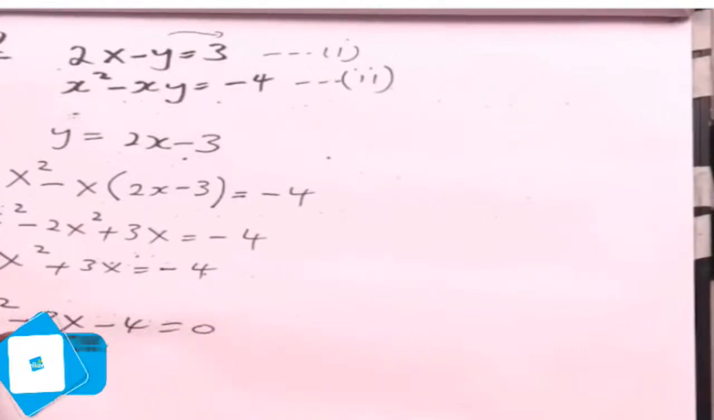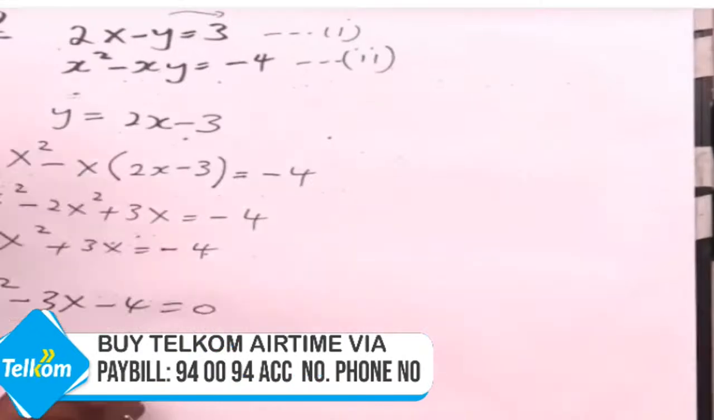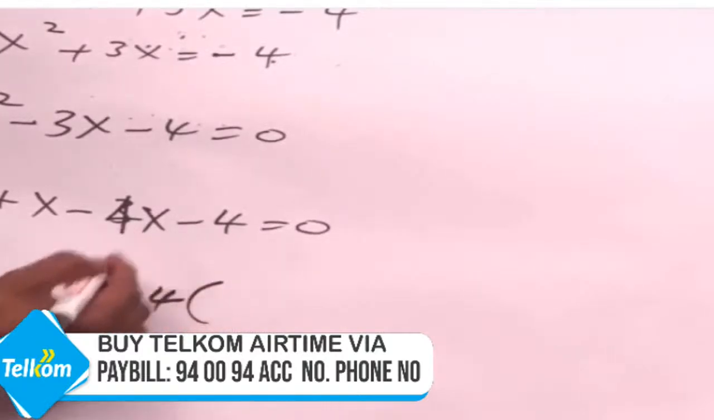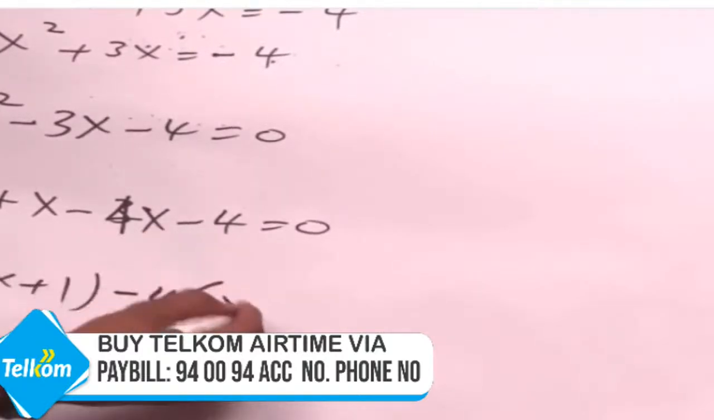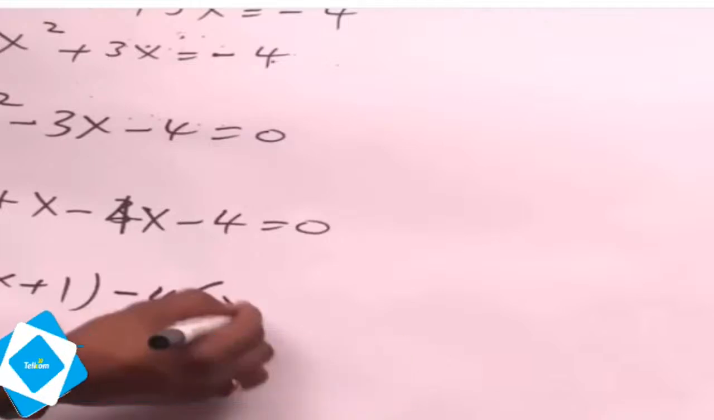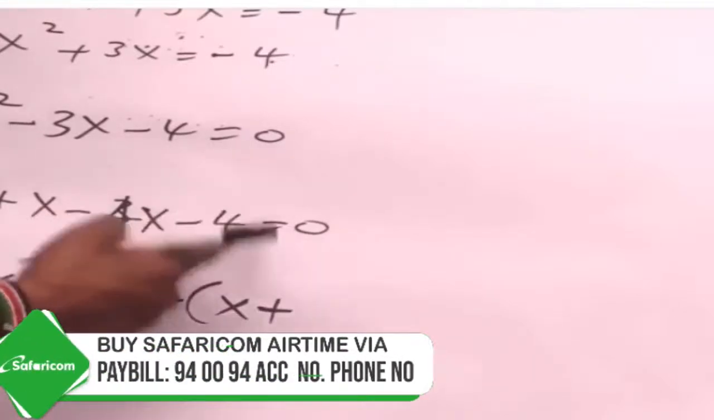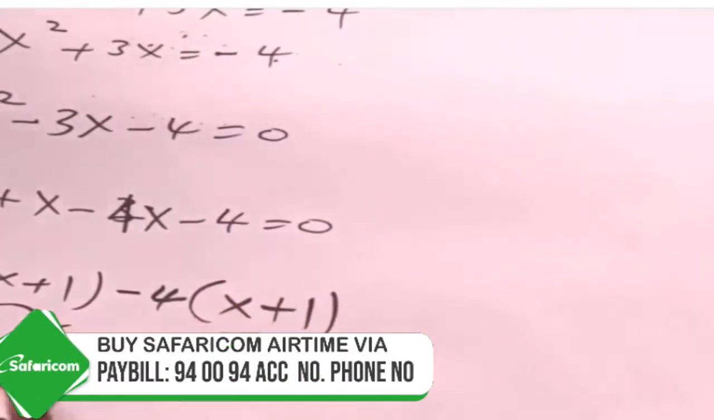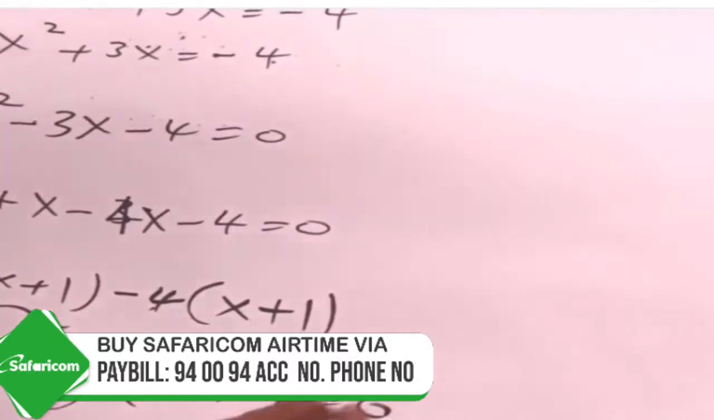The factors of 4 are 4 and 1. Minus 4x, sorry, minus 4x, minus. The common factor between 4x and 4 is 4. 4 into 4x is x, times minus is plus, then 4 into minus 4 is plus 1. So you can see these are common, therefore you collect these two, x minus 4 and x plus 1 equals 0.